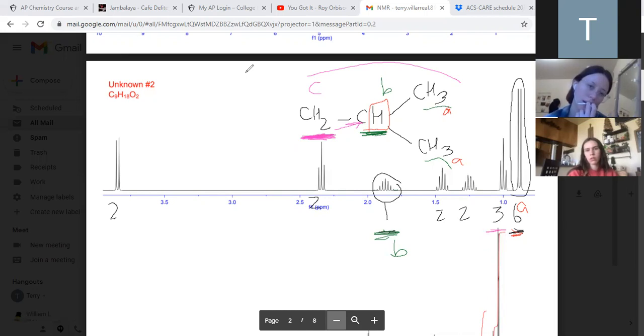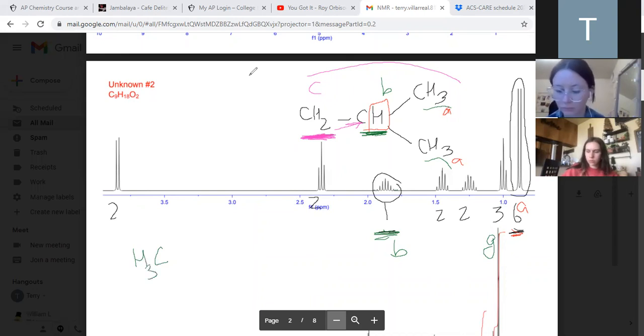Yep, so which one of these peaks, based on their integration, has to be the other end? The one next to A. Yep, because it's got 3. So I'm just labeling willy-nilly. How many peaks do we have? 1, 2, 3, 4, 5, 6, 7. So it has to be G. We will call you G. Let's go with green. Green's a color. So we're going to call you G. All right, so we're going to say that this is CH3.